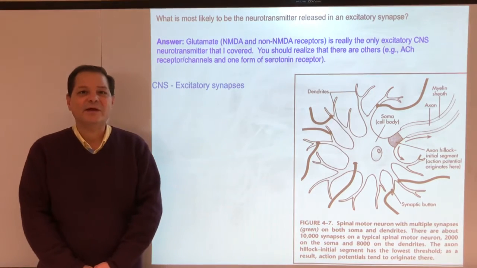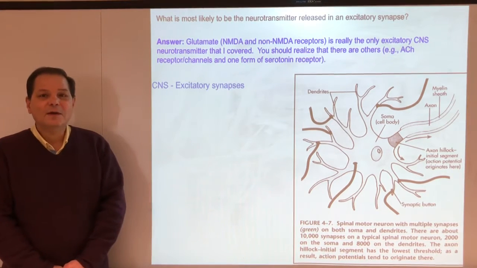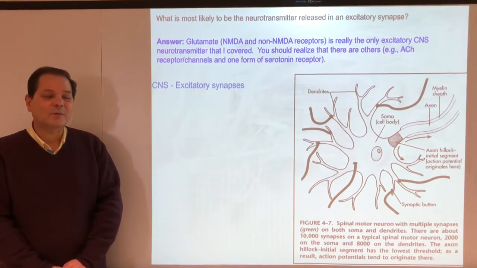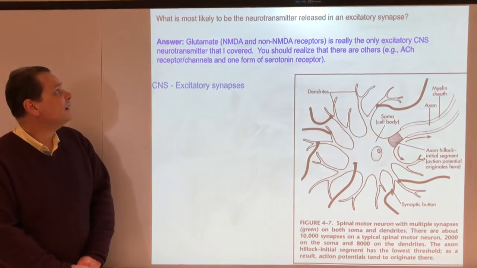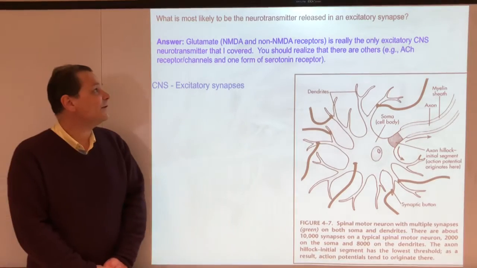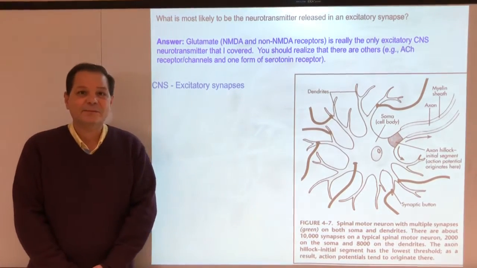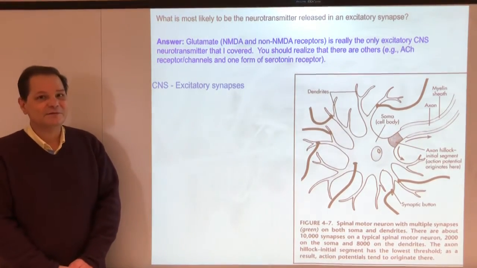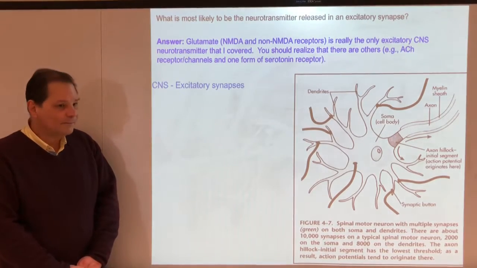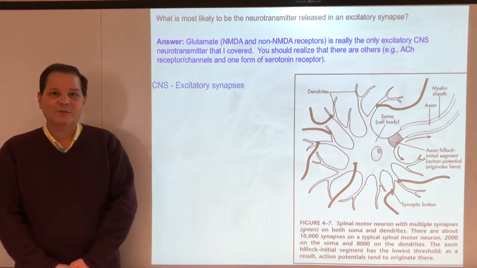So this is my way of saying I expect you guys to know the neurotransmitters and what sorts of synapses you'll find them in, and generally speaking what they do. The only neurotransmitter that we covered for excitatory synapses, if you don't count the neuromuscular junction, is glutamate. That is the one that I will expect you to know.